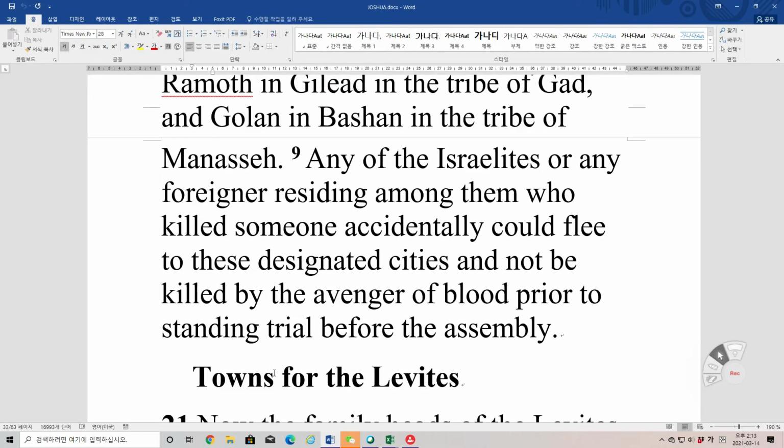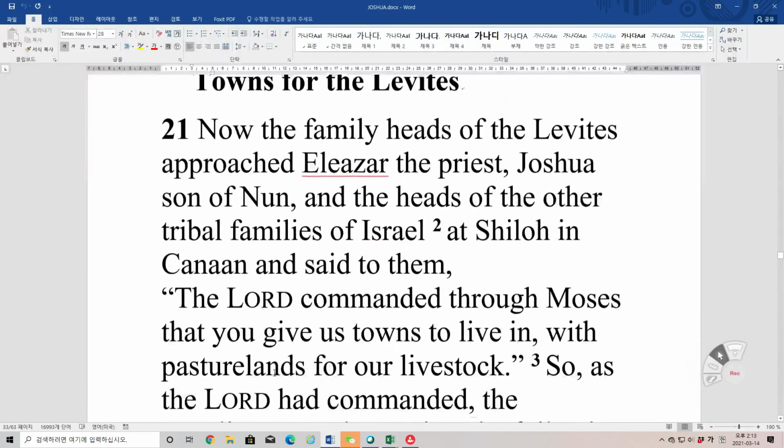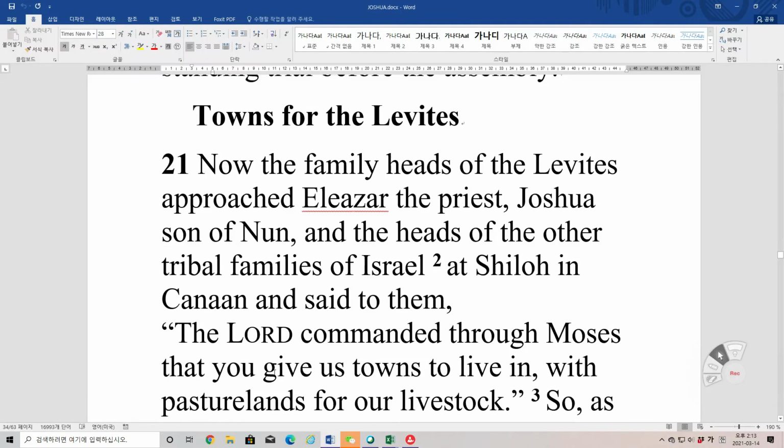Any of the Israelites or any foreigner residing among them who killed someone accidentally could flee to these designated cities and not be killed by the avenger of blood prior to standing trial before the assembly. Chapter 21. Towns for the Levites.